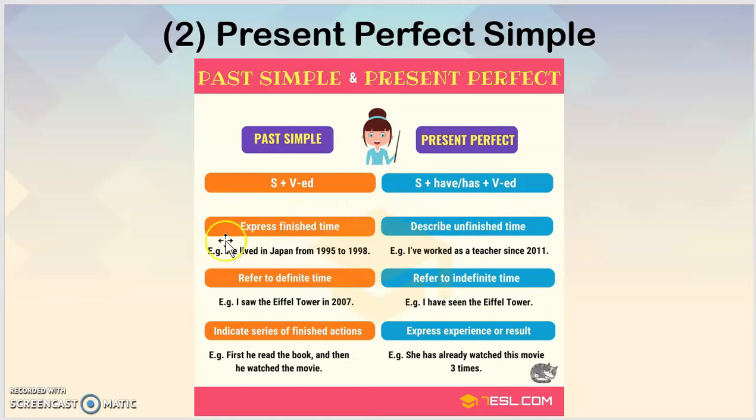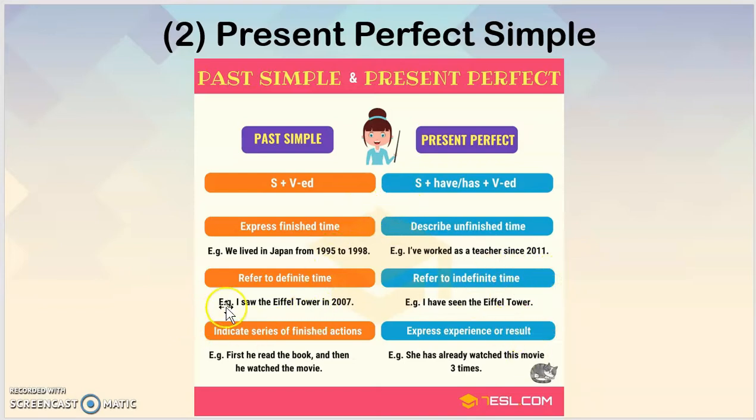Okay. Next, past simple expresses finished time, whereas present perfect describes unfinished time. Okay, for example, we lived in Japan from 1995 to 1998. In present perfect, I've worked as a teacher since 2011.